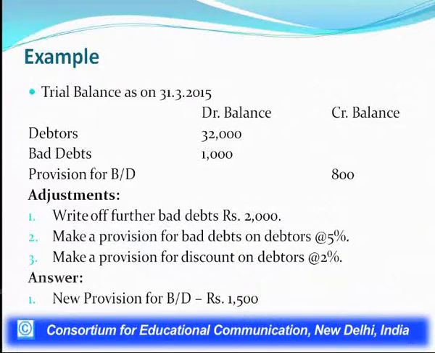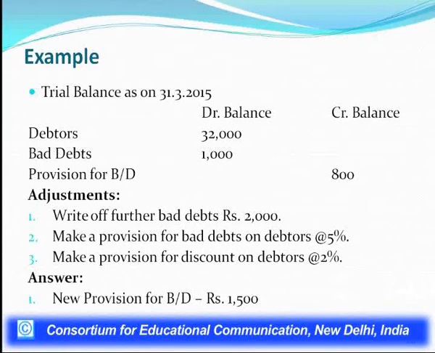In this example, the trial balance items are given on 31st March 2015: debtors 32,000, bad debts 1,000, provision for bad debts 800 on credit side. Three adjustments are given. Write off further bad debts rupees 2,000, make a provision for bad debts on debtors at 5%, make a provision for discount on debtors at 2%.